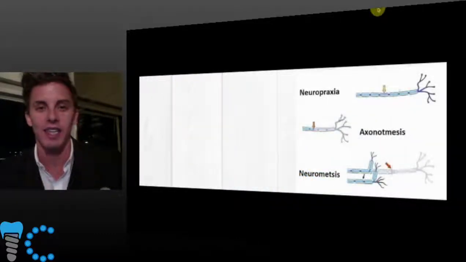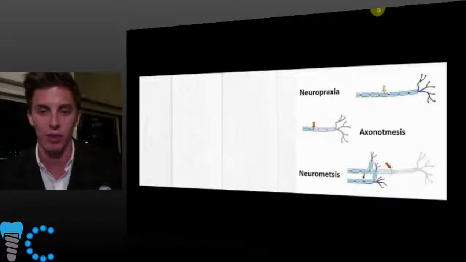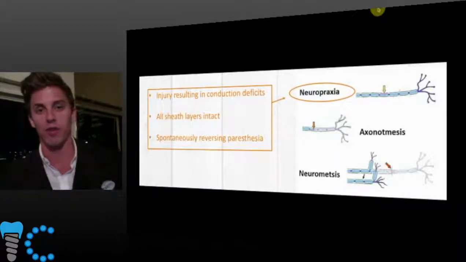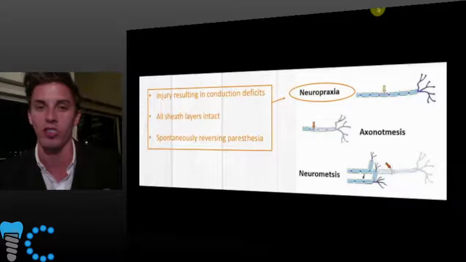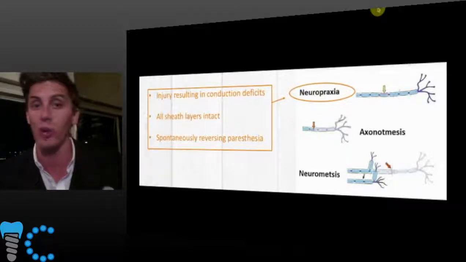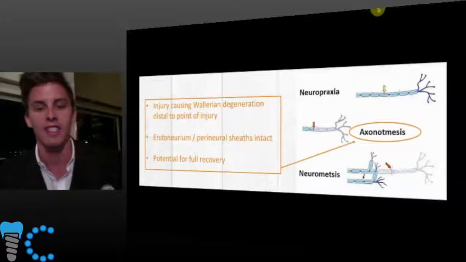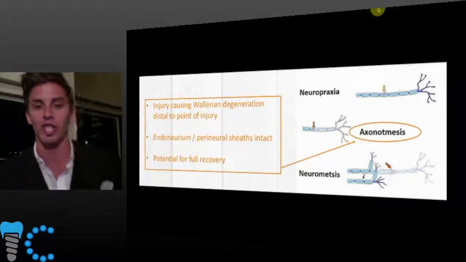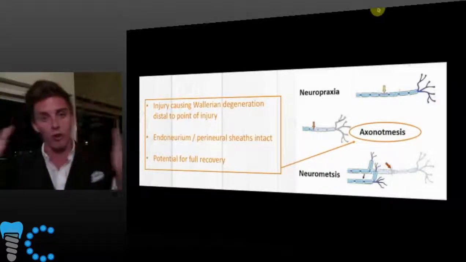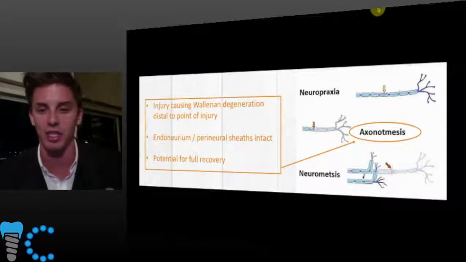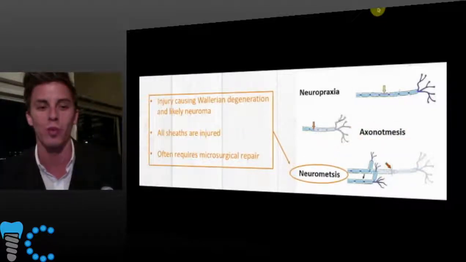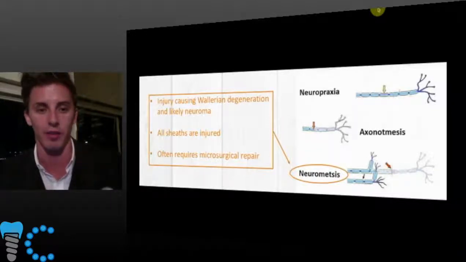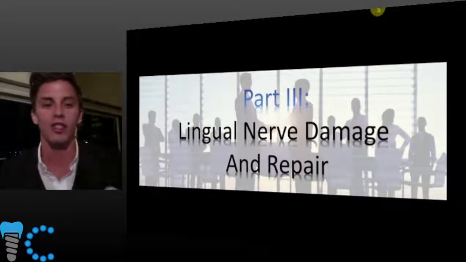So this is the Seddon classification of nerve damage. You can see on the right this medical illustration. First we have neuropraxia, in which all 3 of those layers are intact. However, there are some conduction deficits, but typically you will have spontaneous recovery. The second is axonotmesis, where the endoneurium and the perineurium sheaths are intact. However, that outer coating of the epineurium has been damaged. And then neurotmesis is where all sheaths have been injured, and typically this is where you need to do surgical repair. So this is what we'll dive into in part 3.